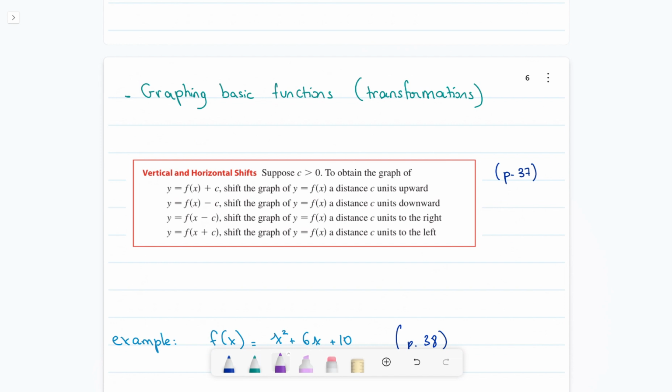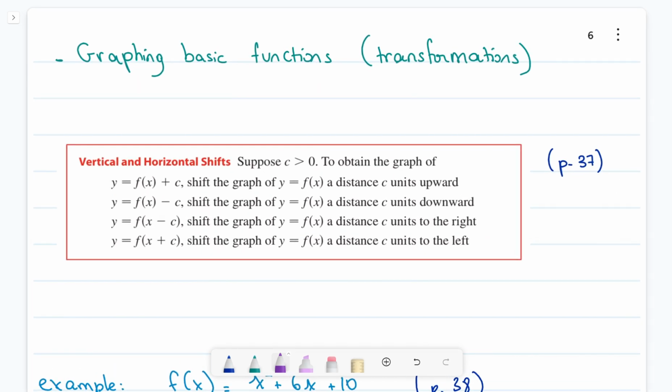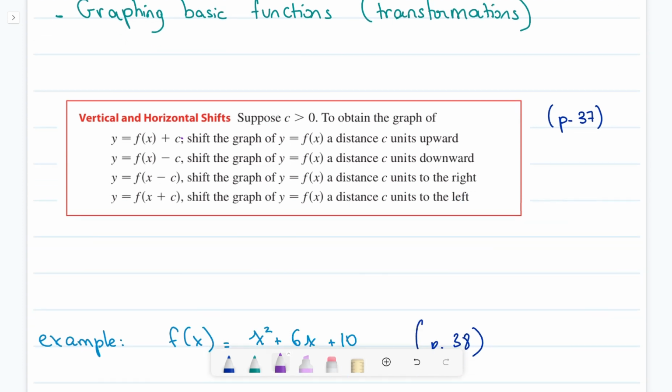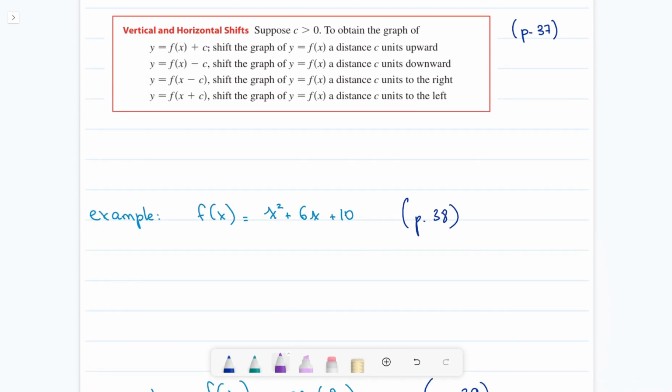Now we will move on to transformations. So we can shift the graph. y equals f of x plus c shifts the graph c units upwards. Minus c shifts it c units downwards. Now if we do f of x minus c, it shifts it c units to the right. Please note that this is a negative, and yes, it does shift it to the right. f of x plus c shifts it c units to the left. This is also a table from the book, page 37.